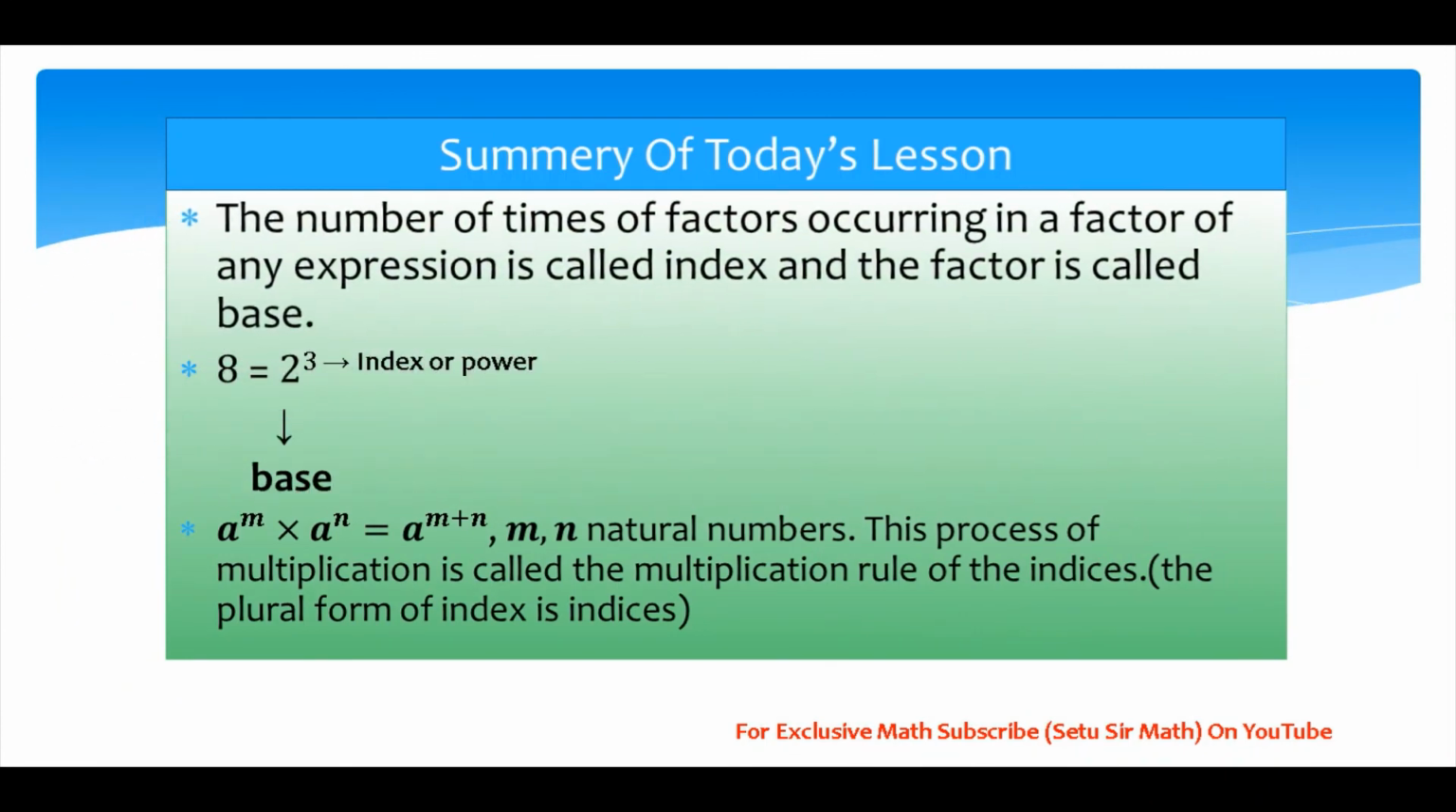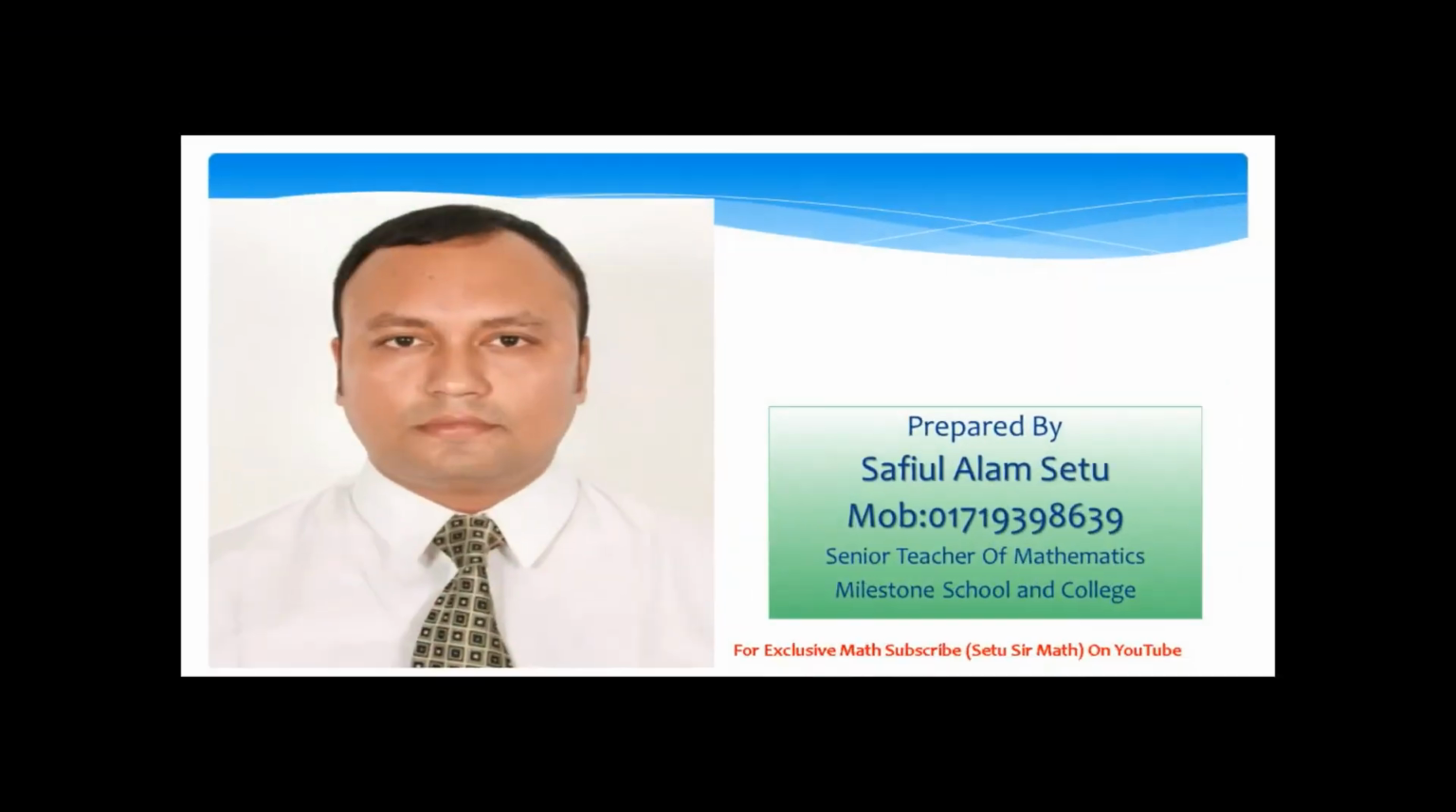The number of times a factor occurs in any expression is called the index and the factor is called the base, and that is the important thing. 2 to the power 3, 3 is the index or power, 2 is the base, and that is the important formula for you. a to the power m multiplied by a to the power n equals a to the power m plus n. That is the multiplication rule of indices.